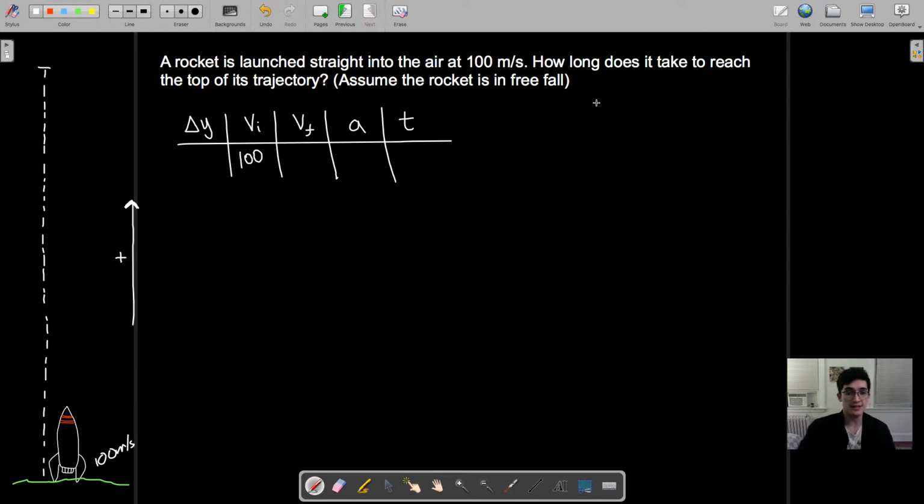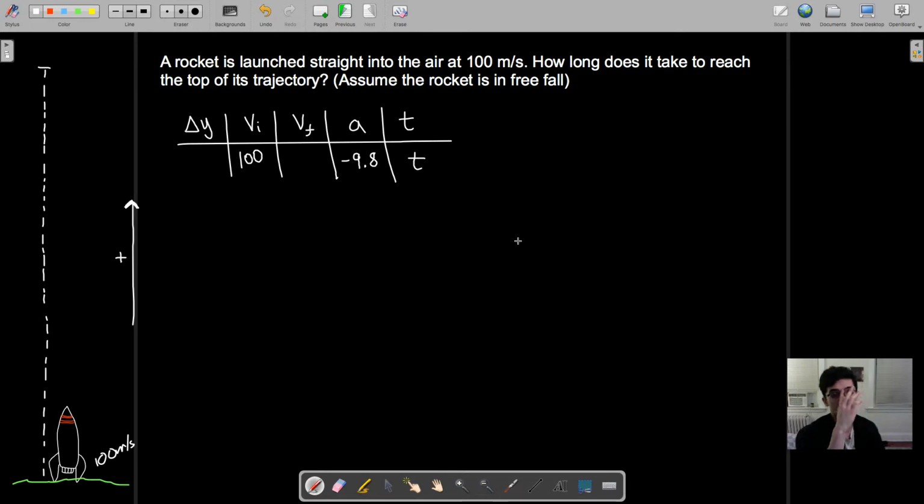How long does it take to reach the top of its trajectory? Well, that means we're looking for time, right? It's asking us how long is it going to take? So how much time will pass? And we said that we can assume the rocket is in free fall, so we know our acceleration is 9.8 meters per second squared downwards. So I'm going to give myself a negative 9.8 here, negative because downward is negative in this problem.